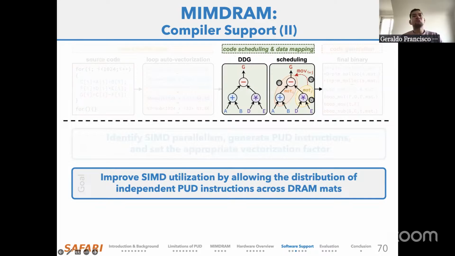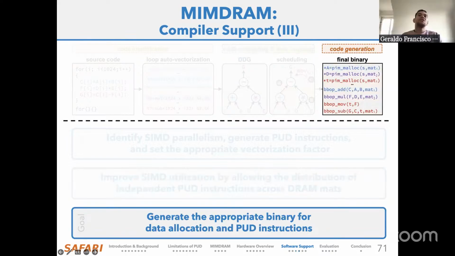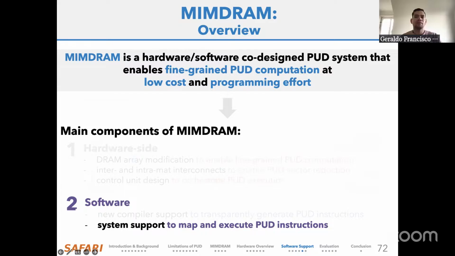The second pass is responsible for scheduling and mapping computation. Our pass uses metadata to mark independent processing-using-DRAM instructions that should be executed concurrently across different DRAM mats. Finally, the third pass is responsible for code generation and data allocation for a processing-using-DRAM instruction. Our compiler passes rely on the system support we implement for processing-using-DRAM instructions.